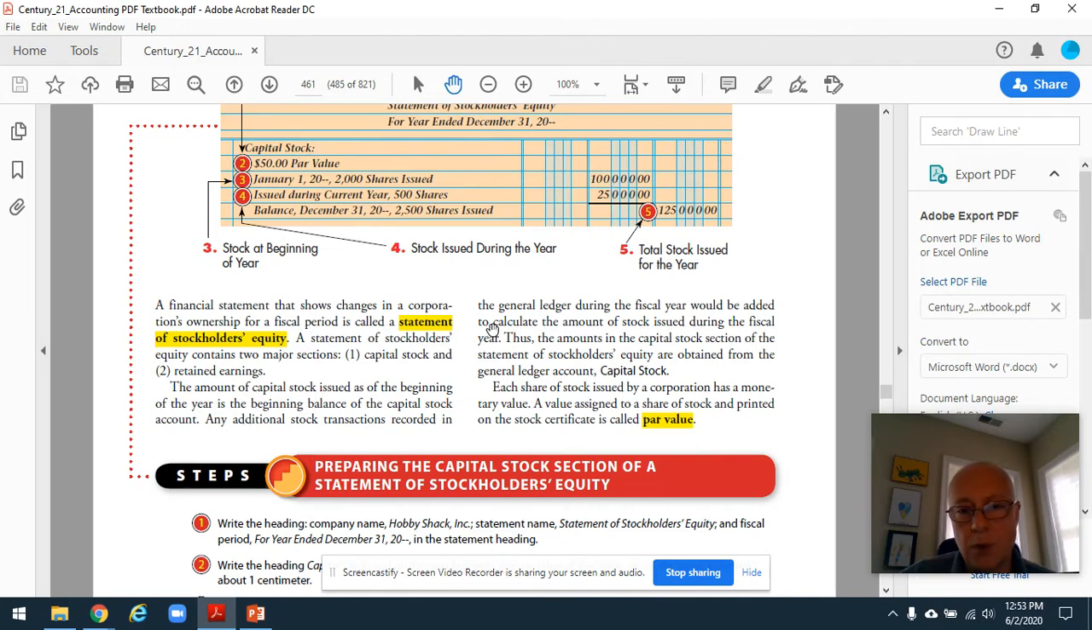Now we have something called a par value. It's the value assigned to a share of stock and printed on the stock certificate. It can be an arbitrary number. A lot of times it's the value during the initial public offering.